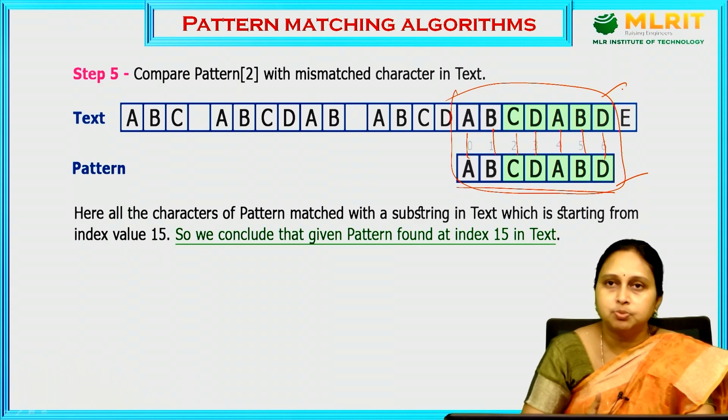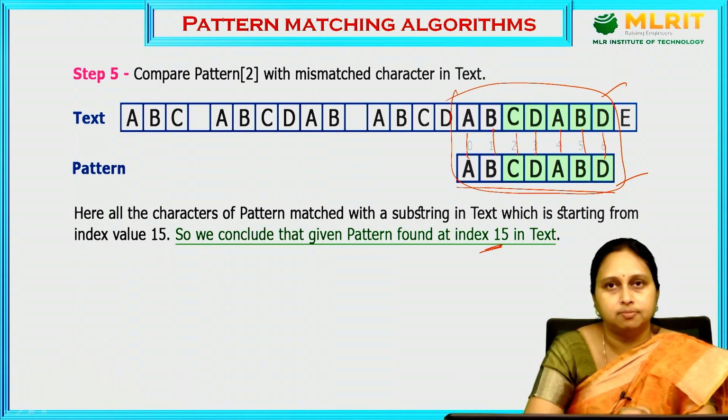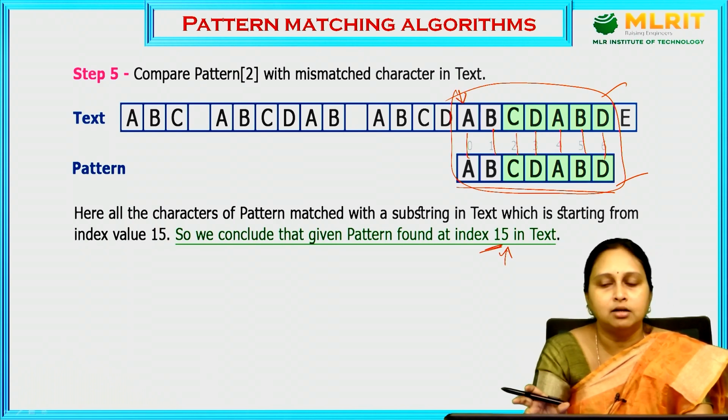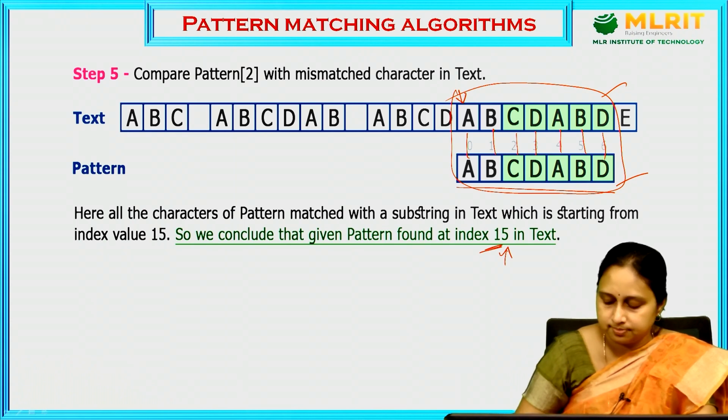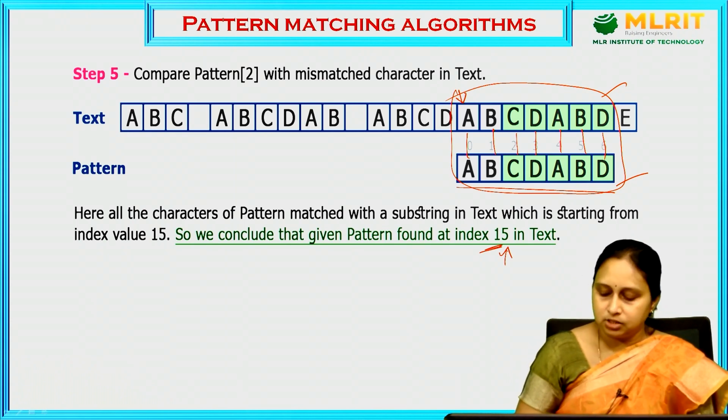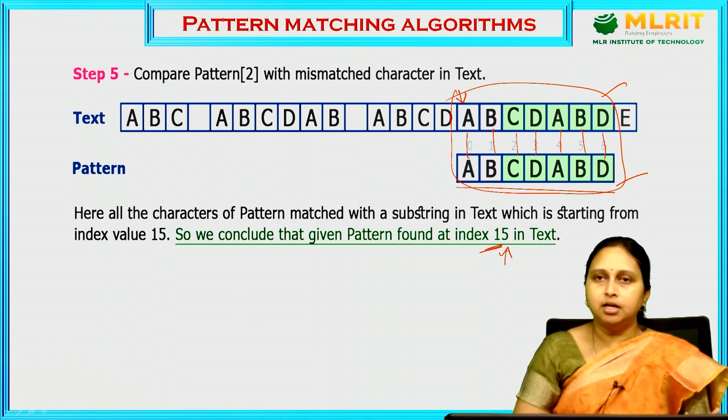But where it is present, that index we need to return. That index is nothing but 15. This is the 15th location where that particular pattern is there in your text. This is where we are going to implement our KMP. By practice, you will get this example. You can solve this example with this.